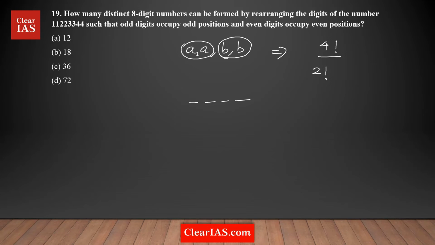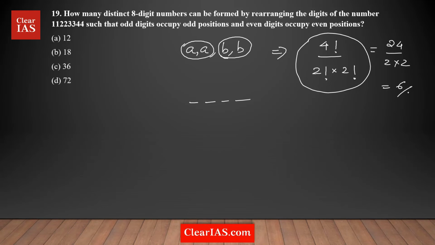That's how you compensate for A. Similarly, you need to compensate for B. B is repeating twice, so you just need to divide by 2 factorial again. So this is the total number of words you can form by arranging these letters. It's going to be 4 factorial, which is 24, upon 2 times 2, which is 4.